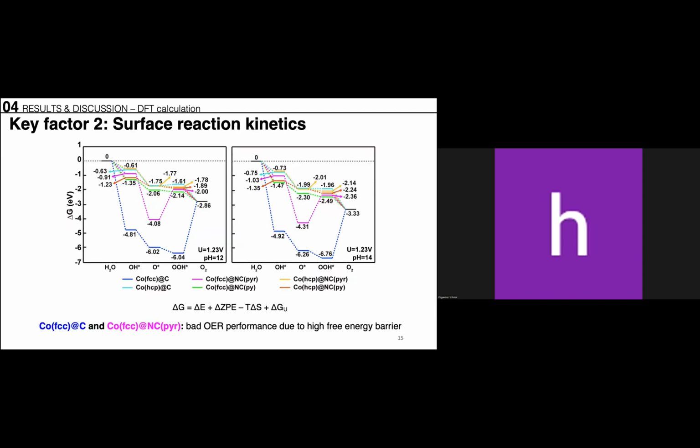And then also, we considered surface reaction kinetics. This graph seems complicated, but I will just explain this blue line and pink line. This blue line is the FCC phase of cobalt with just graphene, and this pink line is the FCC phase of cobalt with pyridinic. They show a high energy barrier, which means it's really not good for OER catalytic activity.